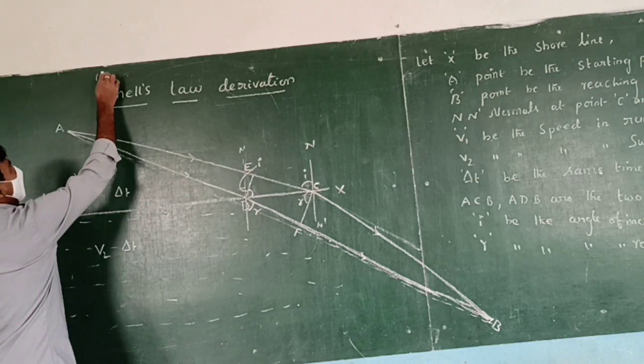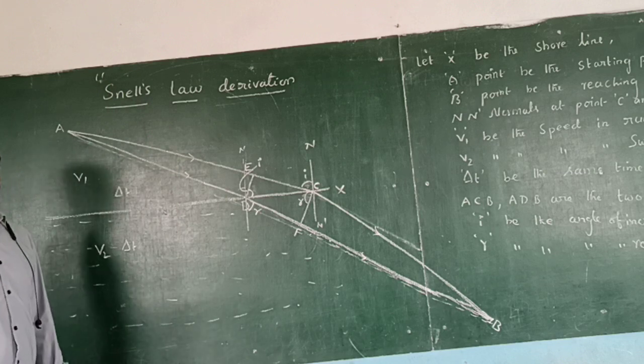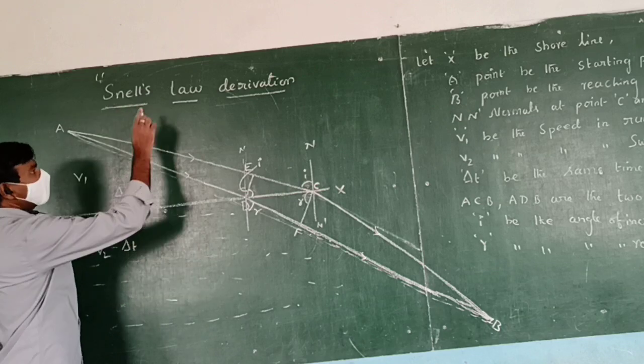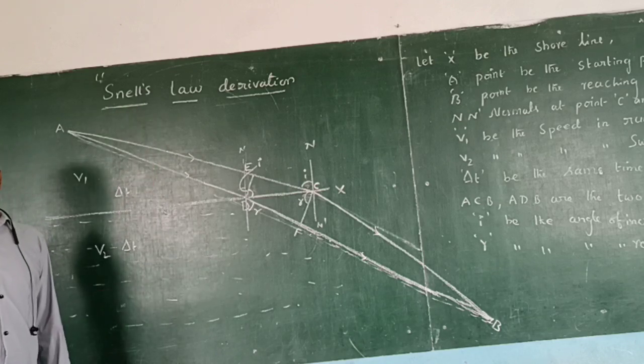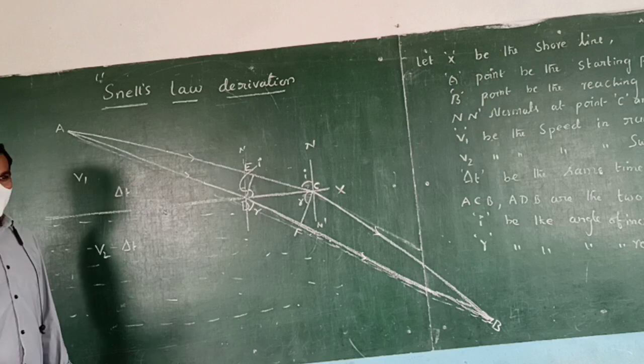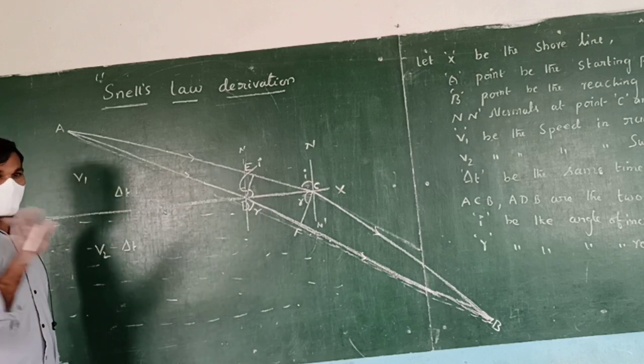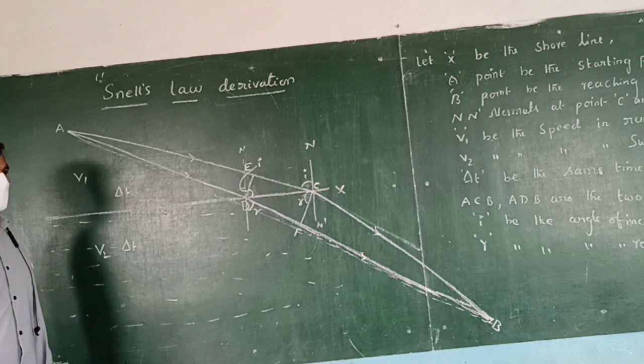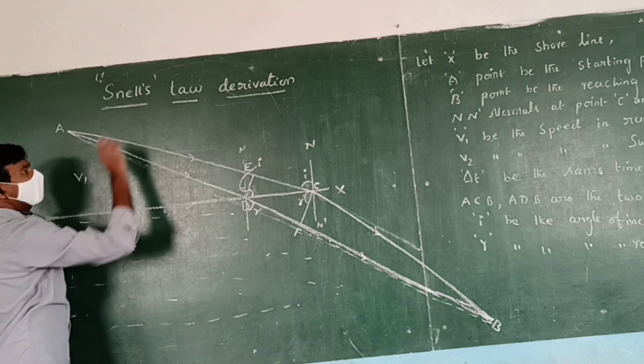Right. Today we are going to discuss the derivation of Snell's law. We know that generally Snell's law is N1 sin i equals N2 sin r. We know that, but theoretically we don't know. Today we are going to discuss Snell's law theoretically.